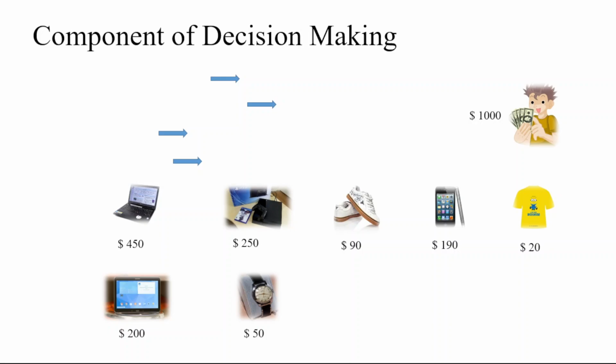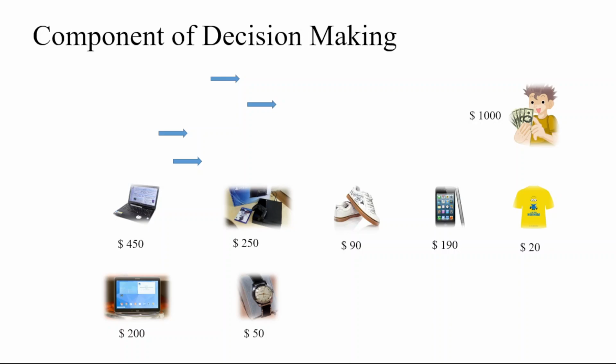You browse laptops, PlayStations, shoes, cell phone, shirt, tablet, and watch. When you see the prices of these products, you see that laptop is $450, PlayStation is $250, and other prices are listed in here. But you have $1,000. Can you buy all things? Your aim is to spend $1,000 and purchase as many products as you want.